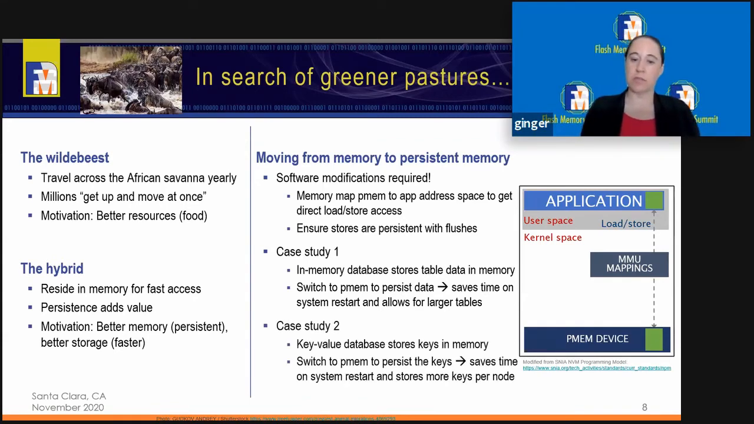Another one, this is somewhat similar, but a key value database. The keys are stored in memory for that speed. But when you put those keys in persistent memory, again, you get the same savings on system restart. And again, you're able to store more keys per node, which usually allows you to store more data per node. So this is a scenario where you want something that's really fast, but you have a reason that persistence adds value to the picture. It's a little bit more work to modify your software for this, but you're truly getting the best benefit of the technology with this.